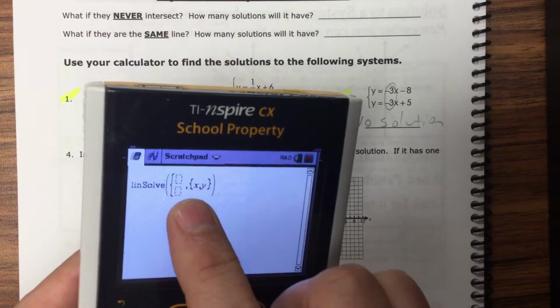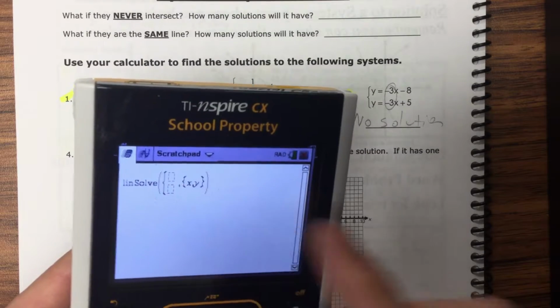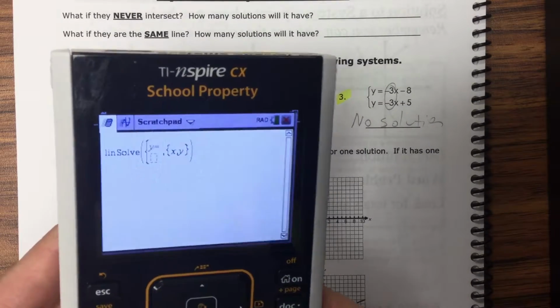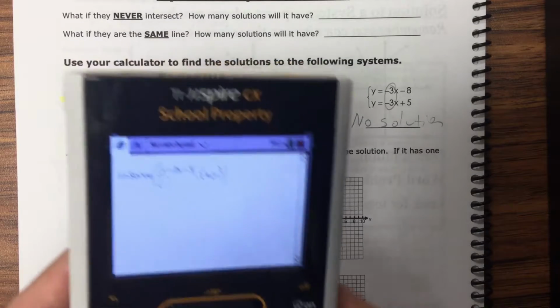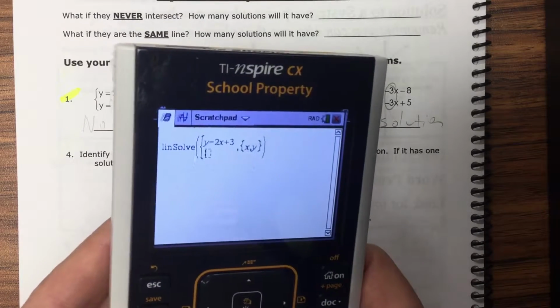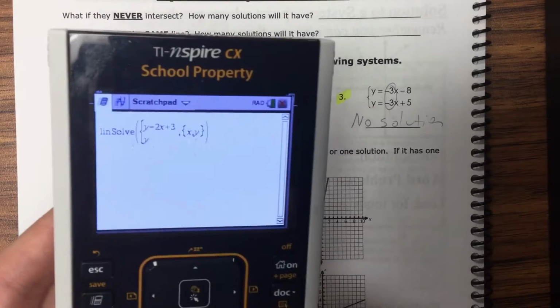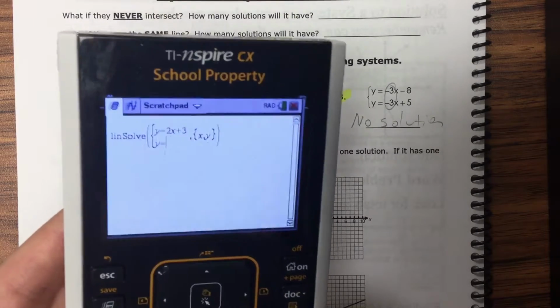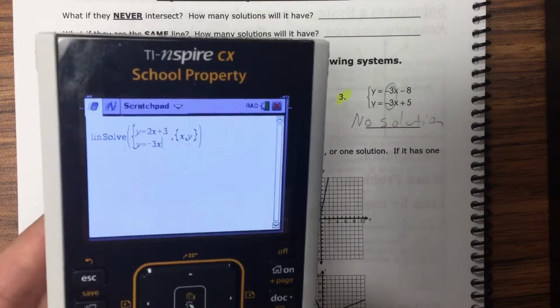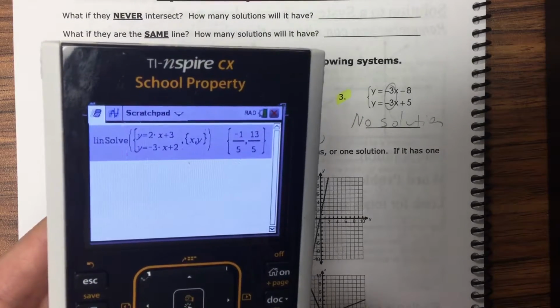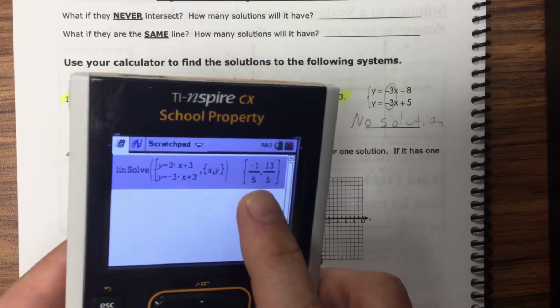You just type in the top equation, the whole thing, y and everything. Y equals 2x plus 3. And then you arrow down, type in the next equation. Y equals negative 3x plus 2. You hit enter. It gives you the same answer.